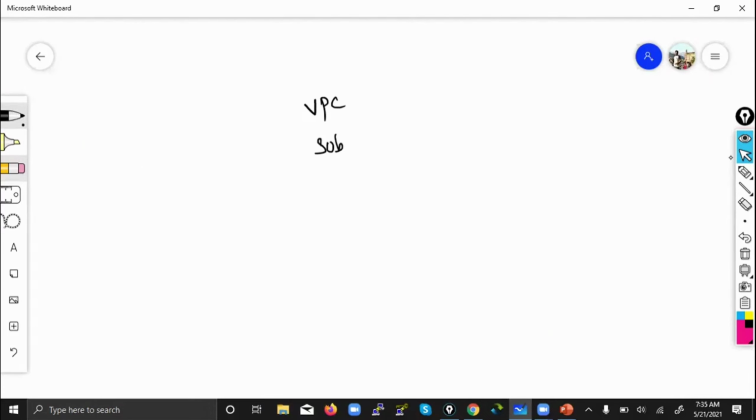VPC, subnets, route table, internet gateway, NACL. These are exclusively for VPC, but of course, the security group is also a part of VPC because it gets deleted along with it. For NAT, NAT comes along with an elastic IP, so we need to make sure. Anything else we missed?